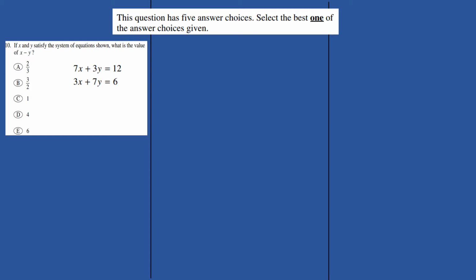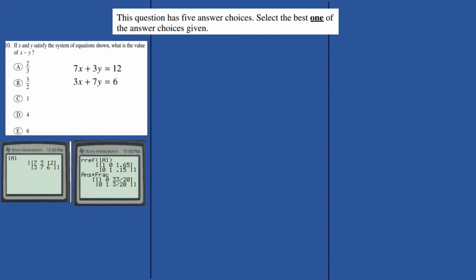You are asked to solve these systems of linear equations and you have to find the difference between x and y. If I want to solve the system of linear equations, I can easily enter the augmented matrix in my graphing calculator. And if I find the reduced row echelon form, I see that the value for x is 33 by 20 and y is 3 on 20, so the difference x minus y will be 3 by 2, which is B.